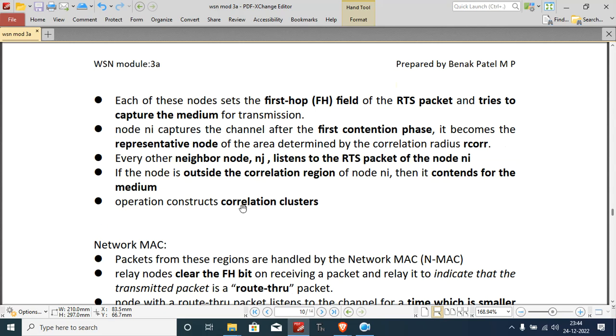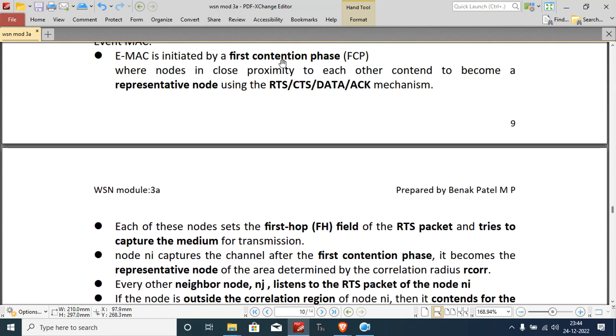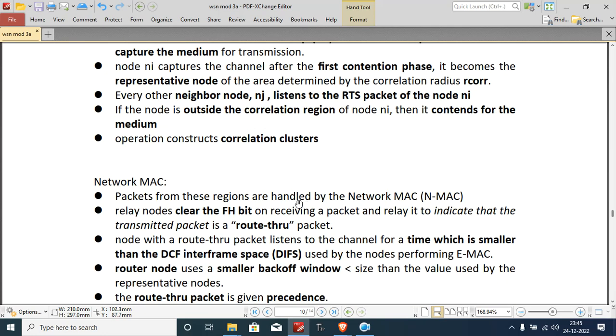So we were having virtual clusters in SMAC, but here we are having correlation clusters, and these correlation clusters are mainly because of R core, followed by first contention phase. So after formation of correlation clusters, let's see how exactly data packet is routed to the sink.